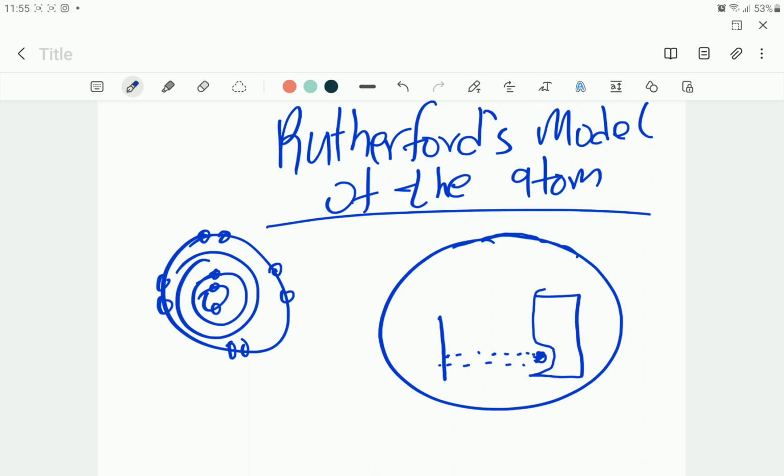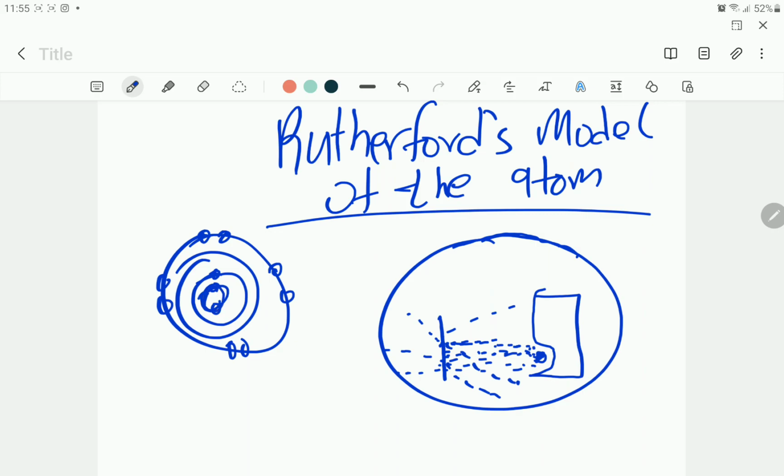So the result: it is found that most of the alpha particles pass through the foil, which includes this one. And few are deflected through large angles. So some also come here and are deflected through large angles. And very few alpha particles were deflected backwards, whereas some just didn't make it through the gold foil. They were deflected backwards.